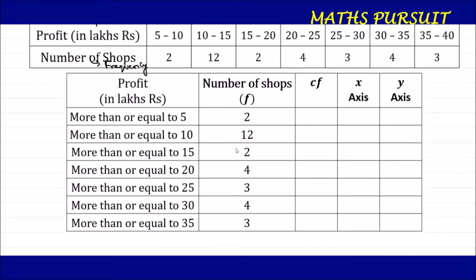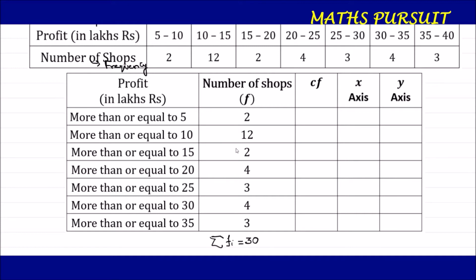Let me add once again. It is 2 plus 12, it is 14, 14 plus 2, 16, 16 plus 4, 20, 20 plus 3, 23, 23 plus 4, 27, 27 plus 3, it is 30. So the total of frequency that we are getting here is 30. Now guys, this is what we got, the sum total of frequency.